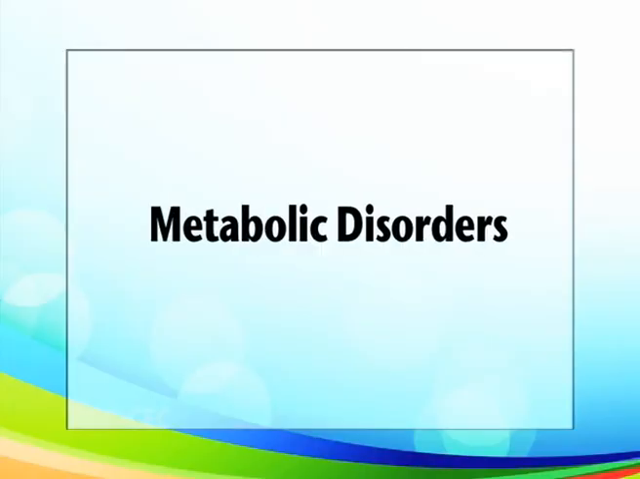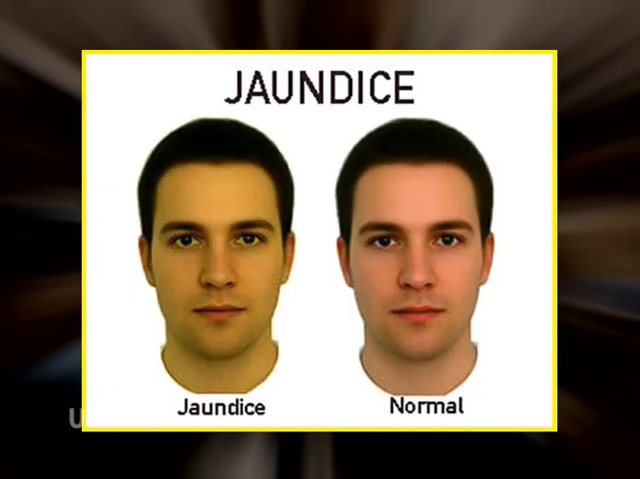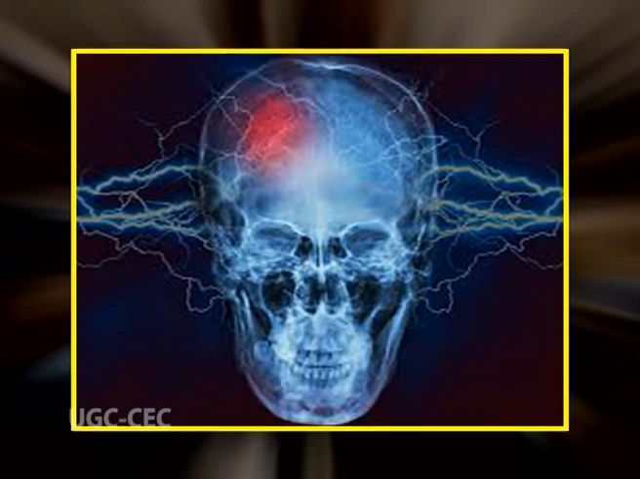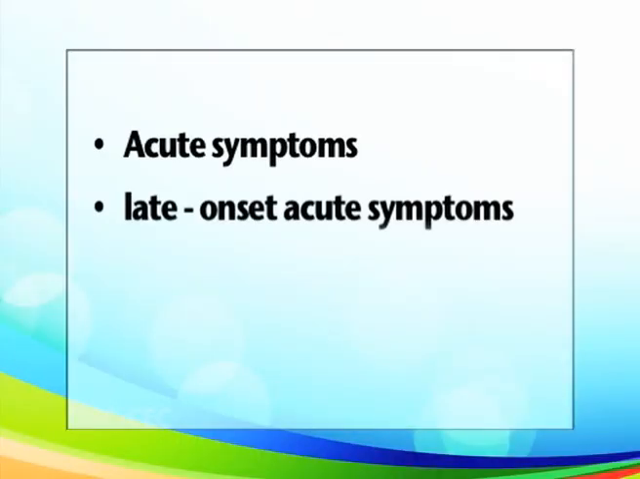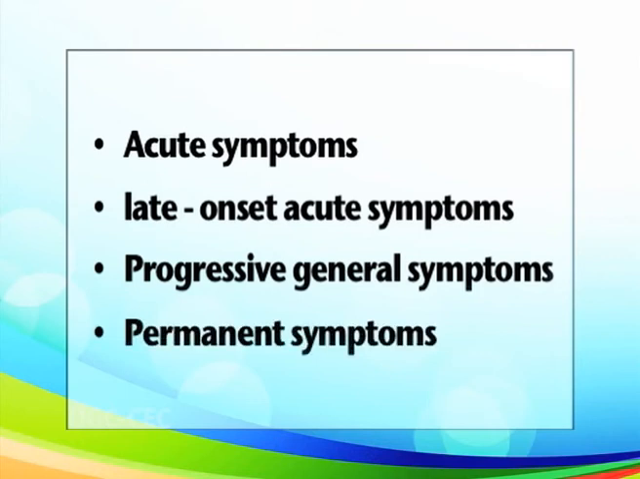At last, now let's talk about metabolic disorders. A metabolic disorder can happen when abnormal chemical reactions in the body alter the normal metabolic process. Some of the possible symptoms that occur with metabolic disorders are lethargy, weight loss, jaundice, seizures, etc. However, the symptoms expressed would vary with the type of metabolic disorder. There are 4 categories of symptoms, which are acute symptoms, late onset acute symptoms, progressive general symptoms, and permanent symptoms.